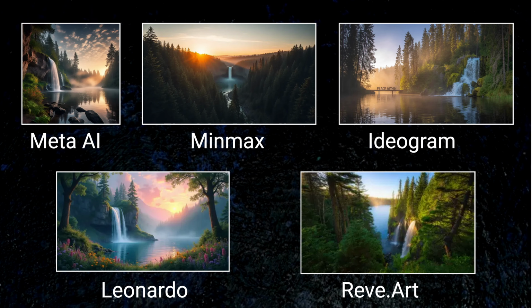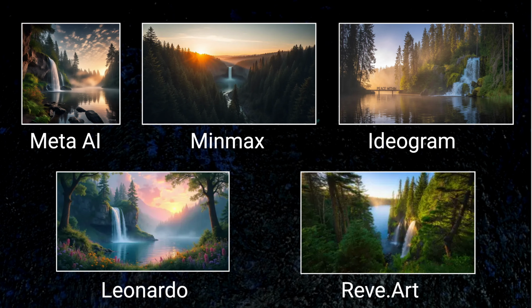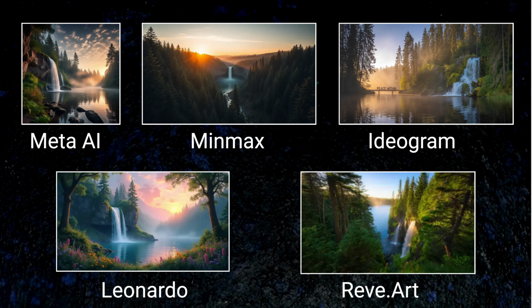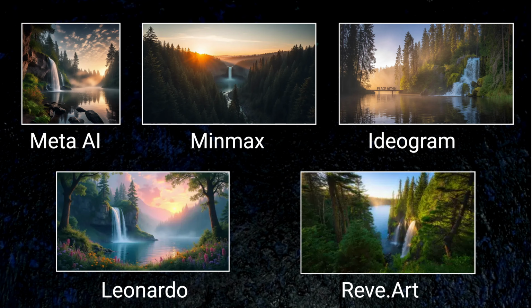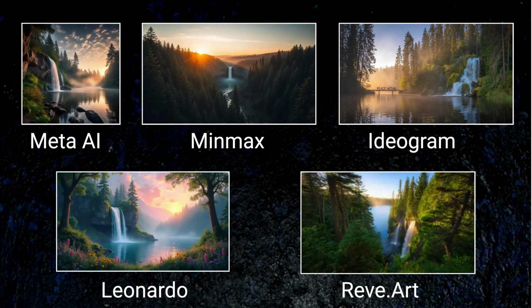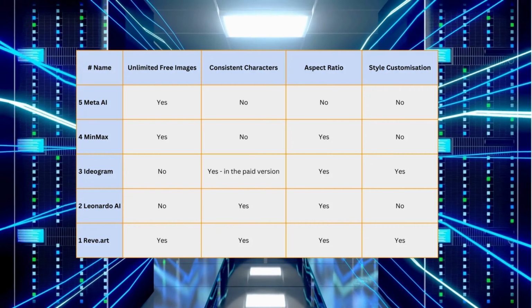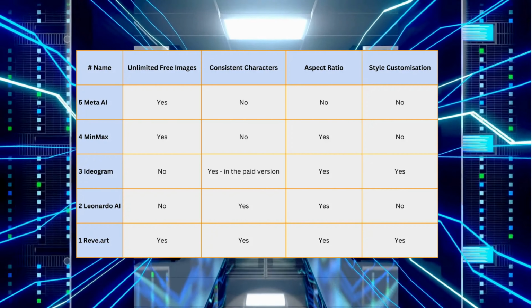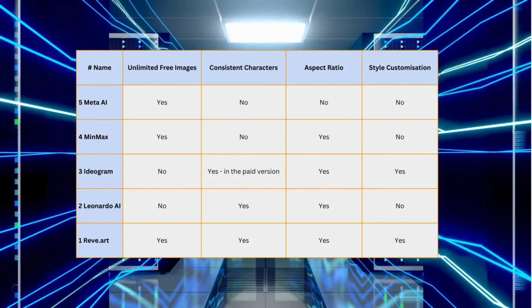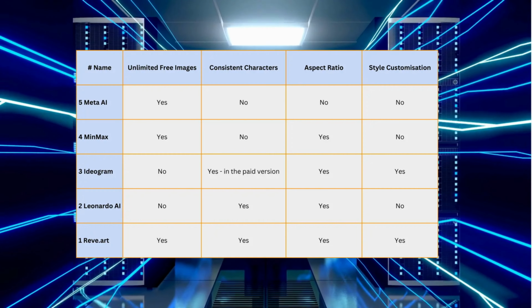Now we'll compare all the images we created using the 5 AI image generator tools. You can see all the images I generated with the tool I discussed in the video, and you can also see this comparative table. If you want, you can also download this sheet. I will add the link in the description box so you can customize it yourself.